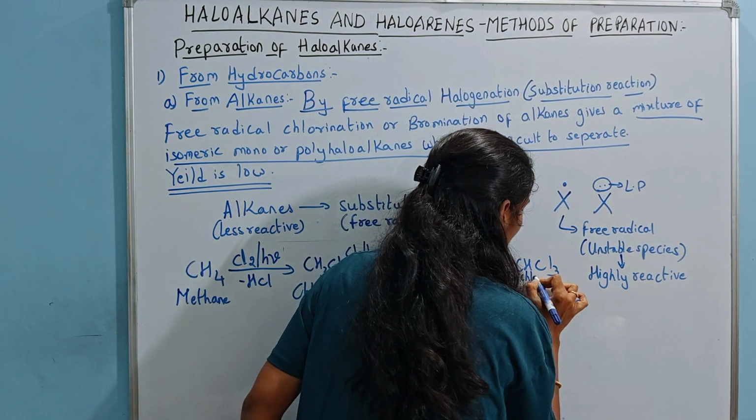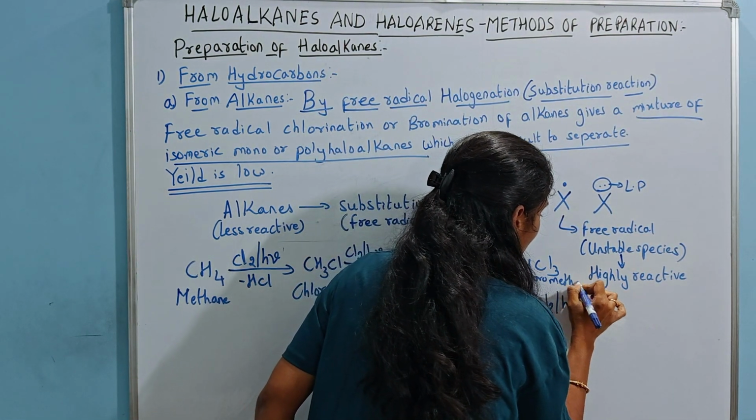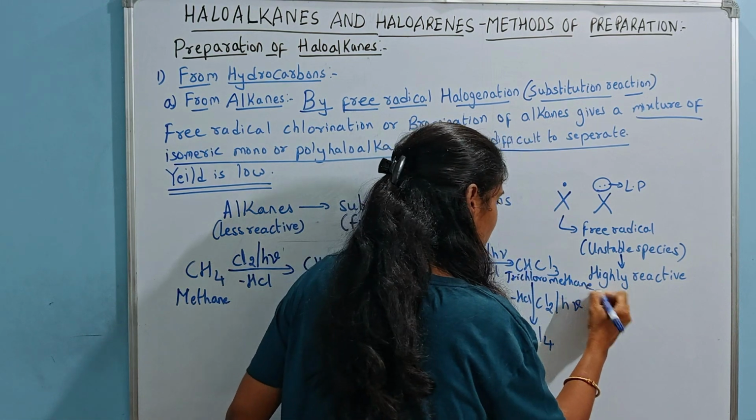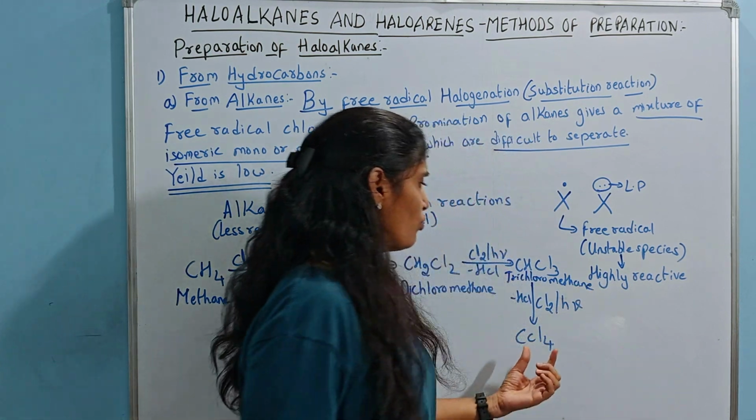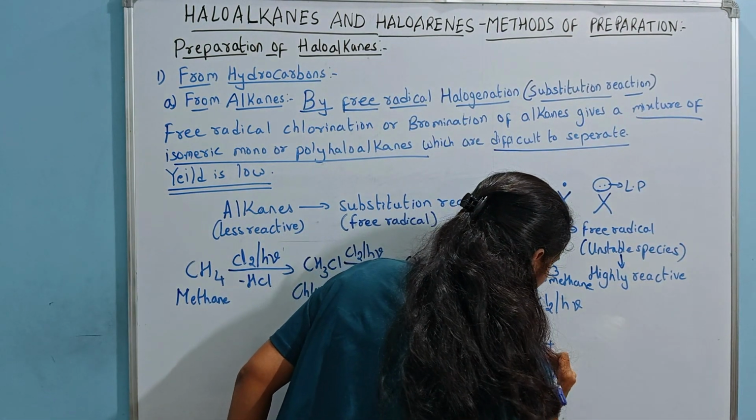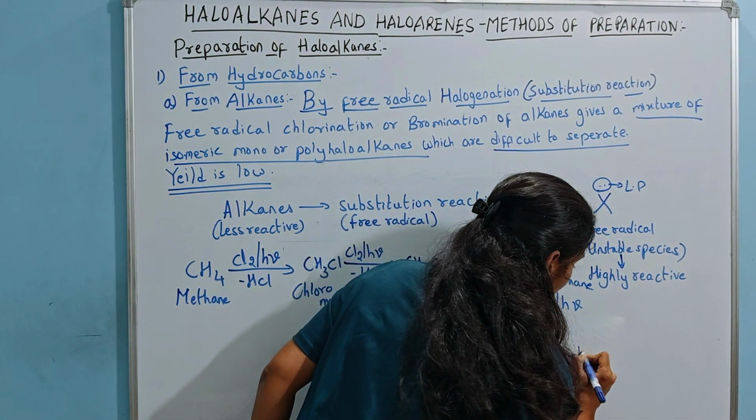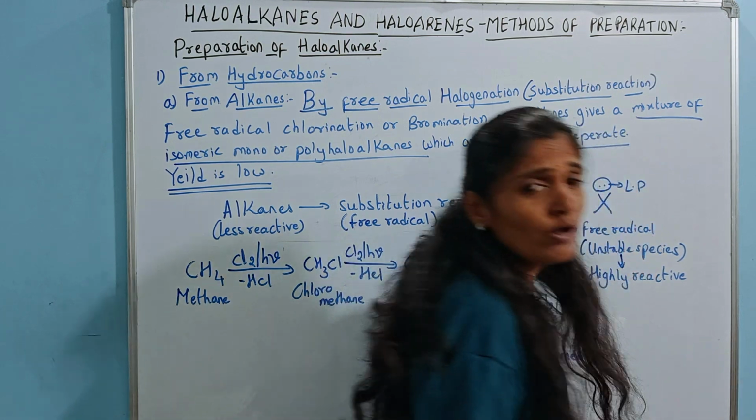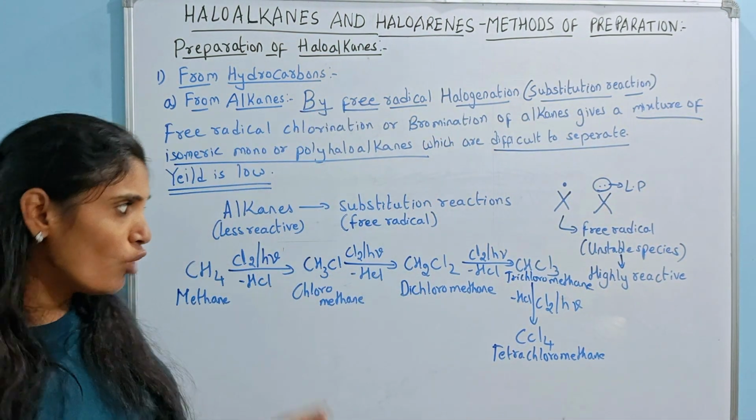Okay, I have trichloromethane, which is very famously called chloroform. Then it is your tetrachloromethane. So I got different products in the reaction mixture, but usually we don't want all the products. We don't want all the products to come.